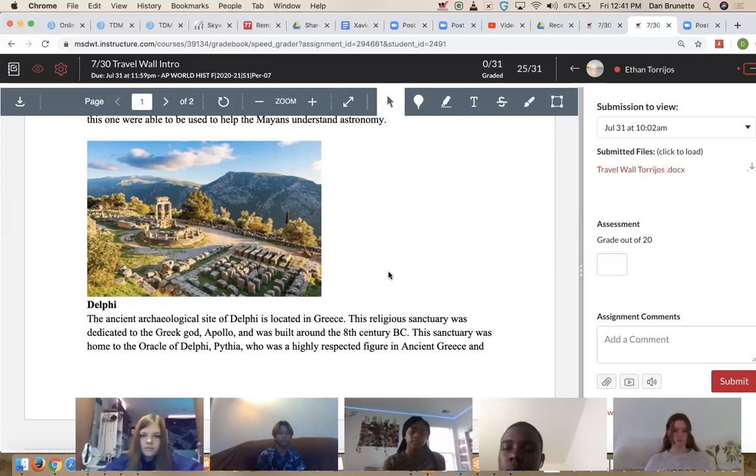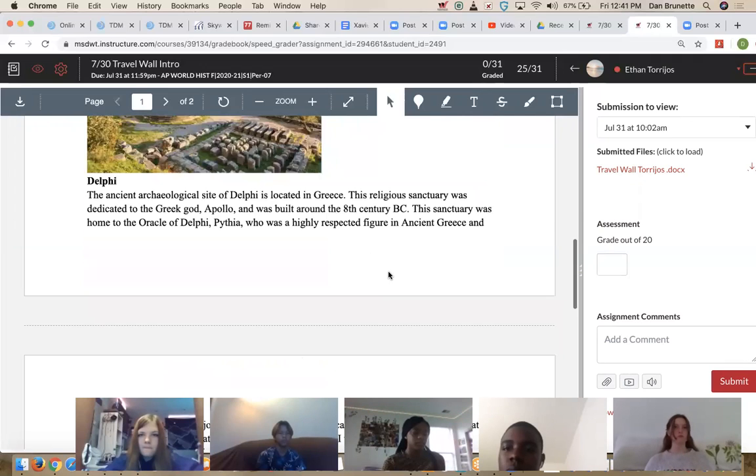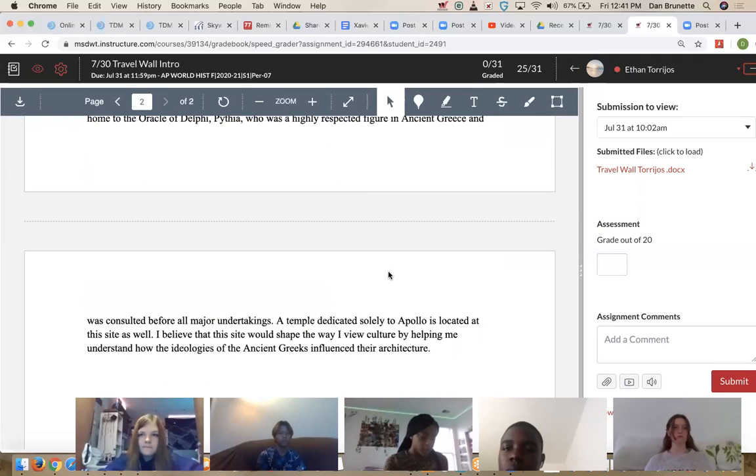And then this one is Delphi in Greece, and it was a religious sanctuary that was made for the Greek god Apollo. And I think it would be really nice to go here because I would like to see how the ideologies of the ancient Greeks influenced their architecture.